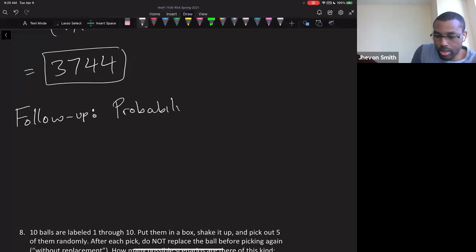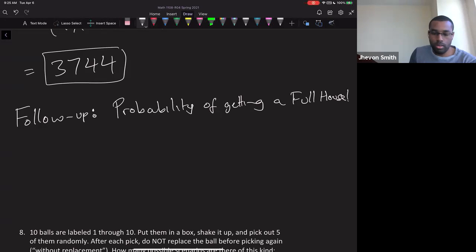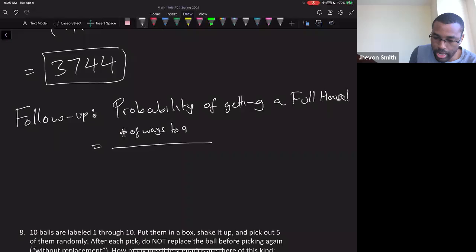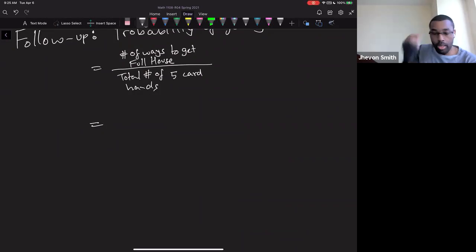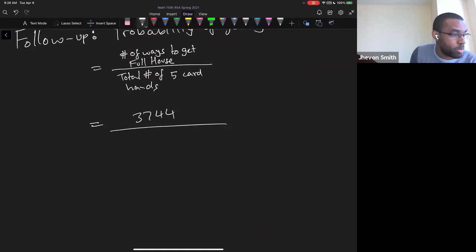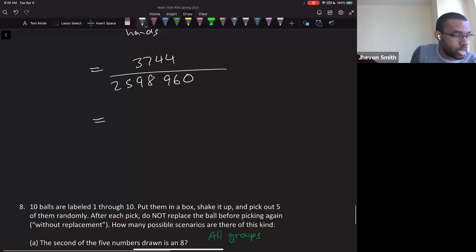Probability of getting a full house. Now, yes, I haven't taught you probability yet, but I did give you a basic definition, right? This is, of course, going to be the number of ways to get a full house over the total number of five card hands, right? So if you wanted to know what are the chances that you would pull a full house, that would be 3,744 divided by 2,598,960. In other words, this is a 0.14% chance.